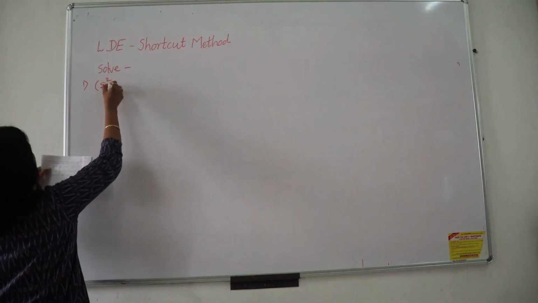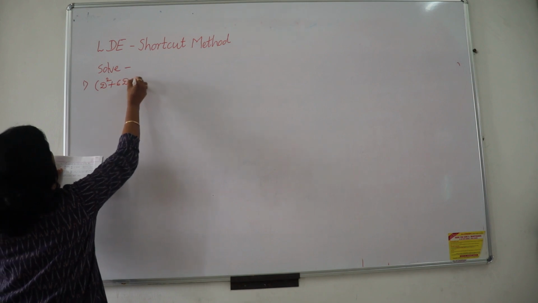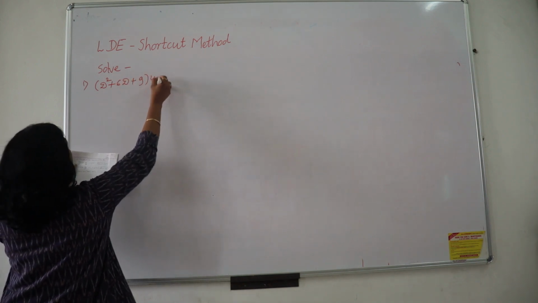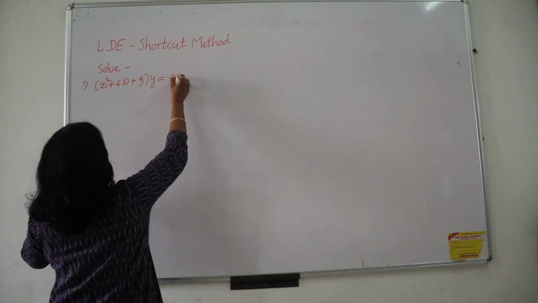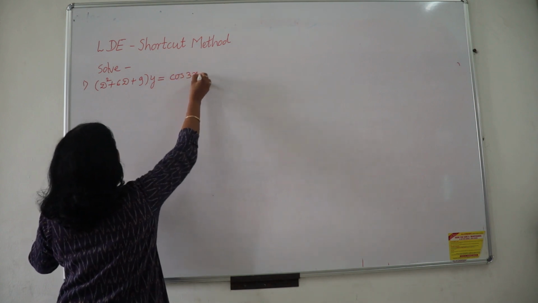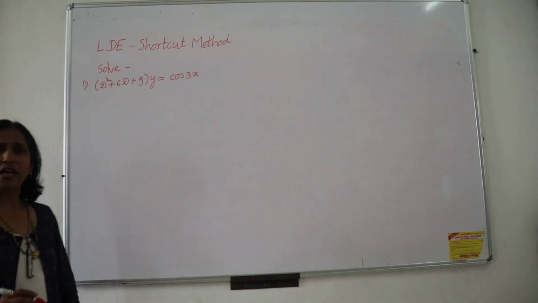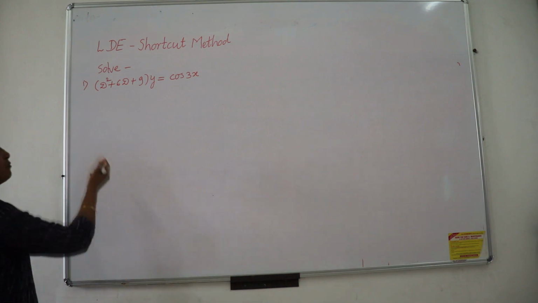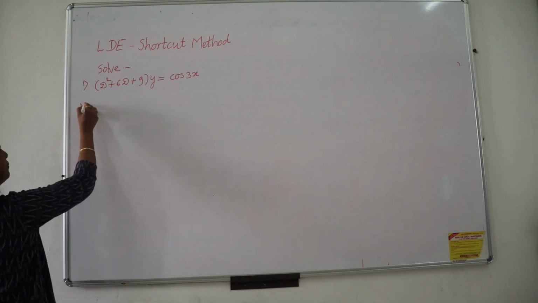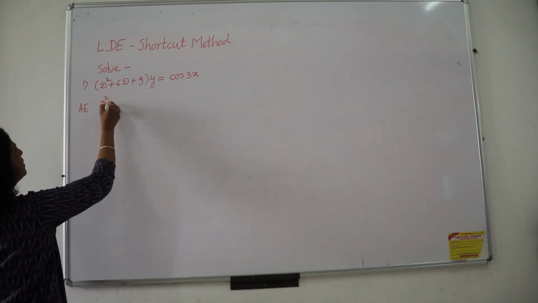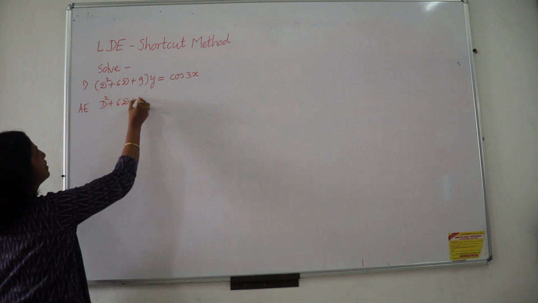My first example: D square plus 6D plus 9, close the bracket, y is equal to cos of 3x. This is the example. Very firstly, what I have to do is find the complementary function. That is a part we are just taking revision of. So my auxiliary equation is D square plus 6D plus 9 is equal to 0.